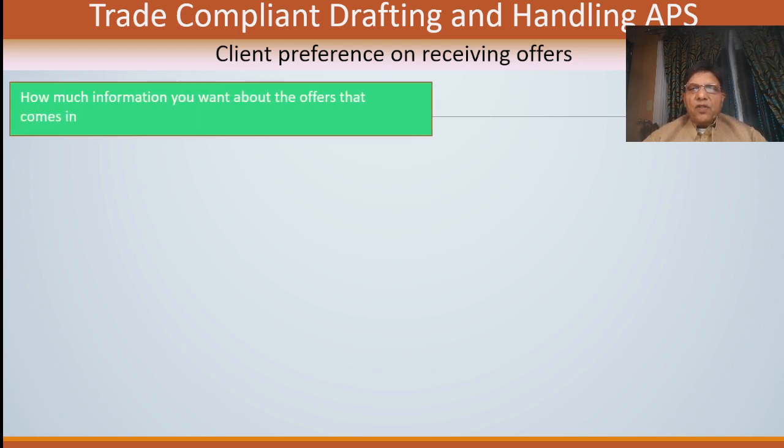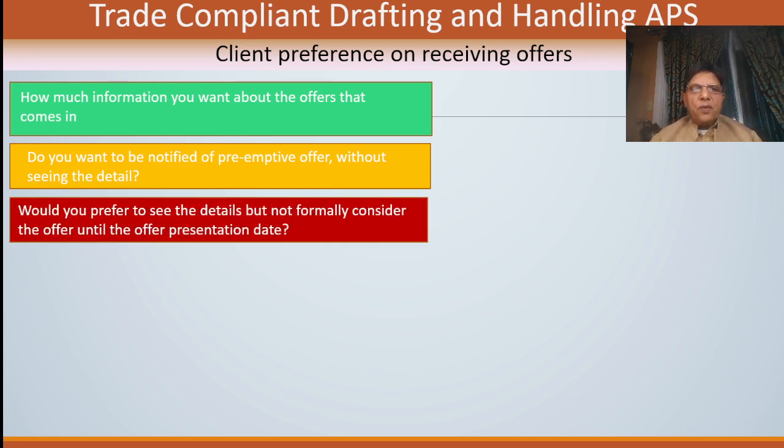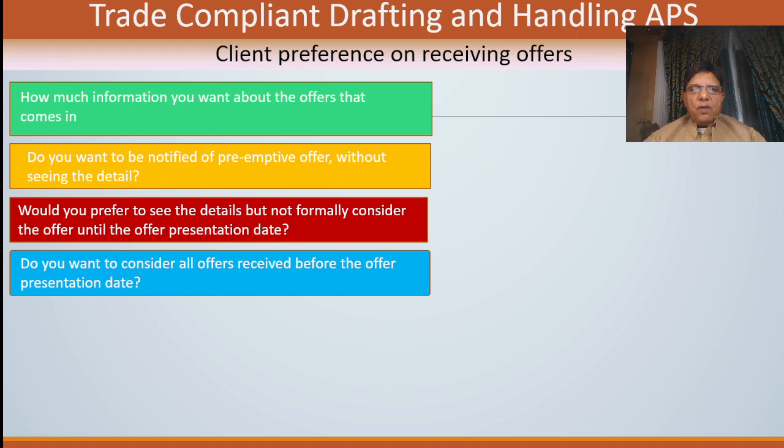Client preferences on receiving offers: how much information does your client want about the offer that comes in? Ask that. Do they want to be notified of preemptive offers, if that option is there, without seeing the details? Would they prefer to see the details but not formally consider the offer until the offer presentation date? Do they want to consider all offers received before the offer presentation date? These are all preferences you're asking your client, and they're answering back to you, and you are documenting them.